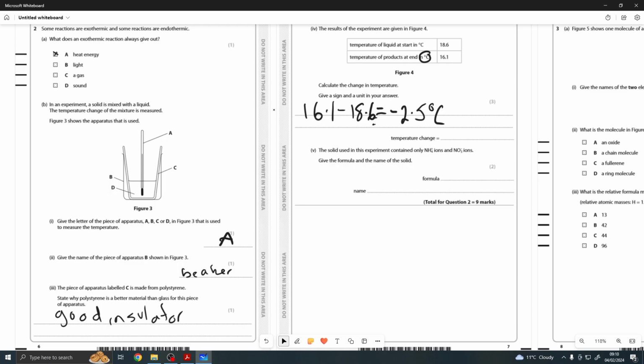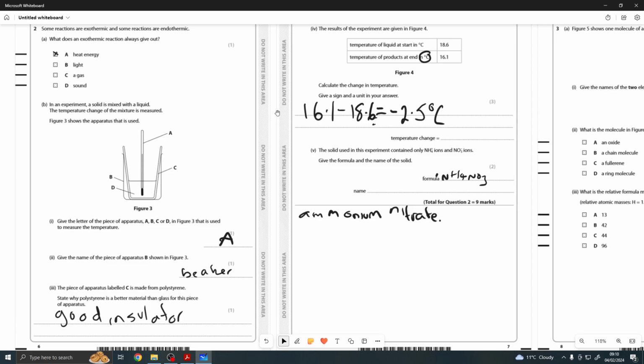Job done. Now, the solid in the experiment contained only NH4+ and NO3- ions. Give the formula and the name of the solid. Well, that's a 1 plus, that's a 1 minus, so therefore the formula will just be NH4NO3, and that is called, as you may or may not know, ammonium, not pneumonia, ammonium nitrate, because the NH4+ is the ammonium ion.